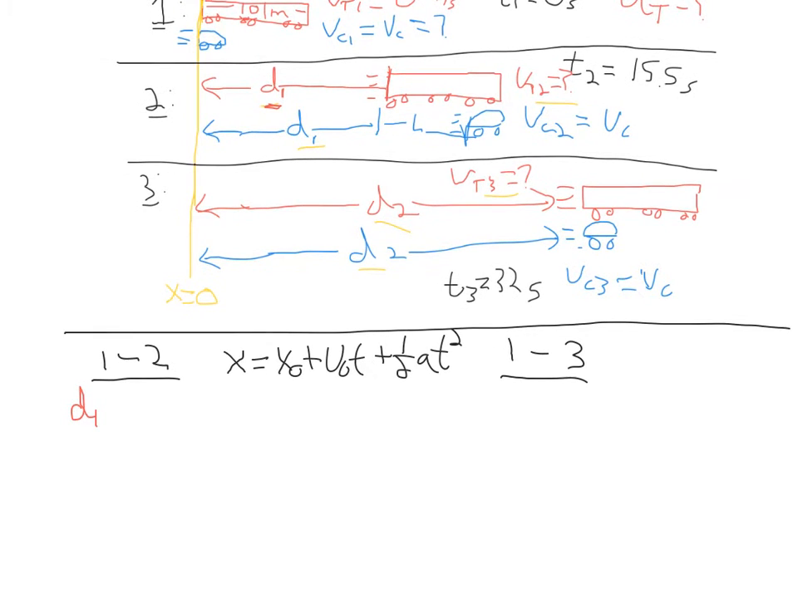and that's going to be equal to our initial distance, which is 0, plus our initial velocity times time, which is also 0, which equals 1/2 the acceleration of the train multiplied by the time, which we have called t1 squared. So d1 equals 1/2 the acceleration of the train multiplied by t1 squared.